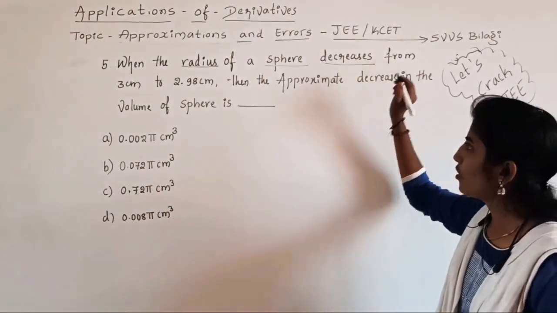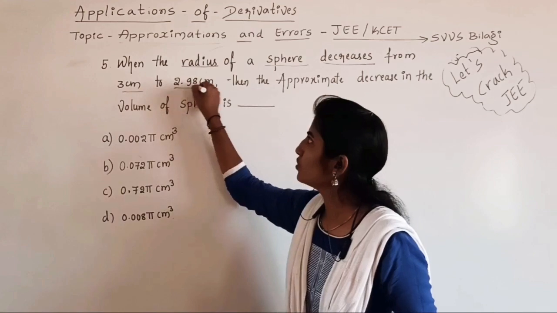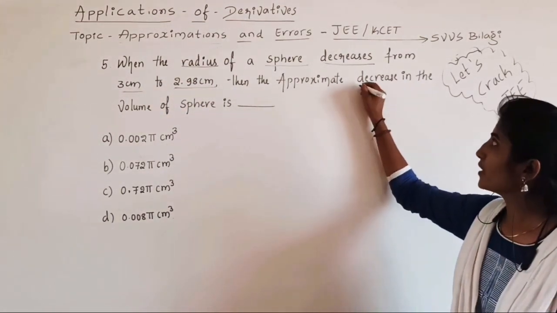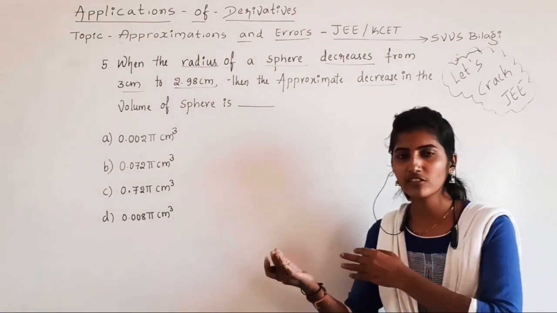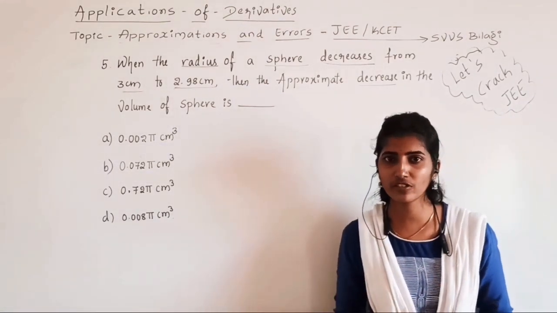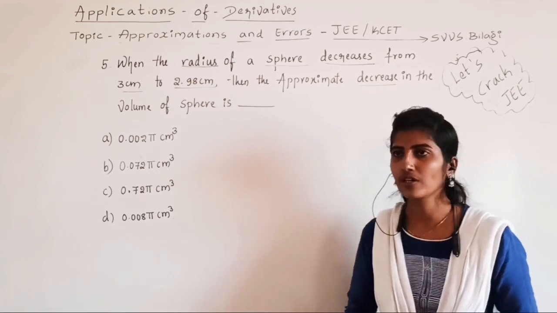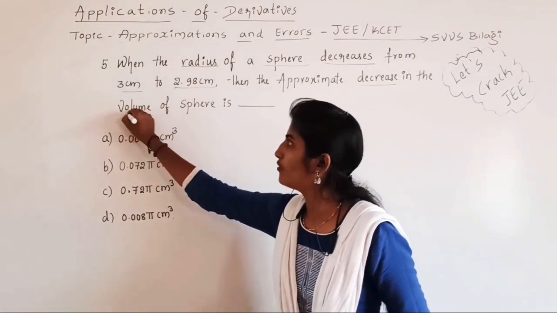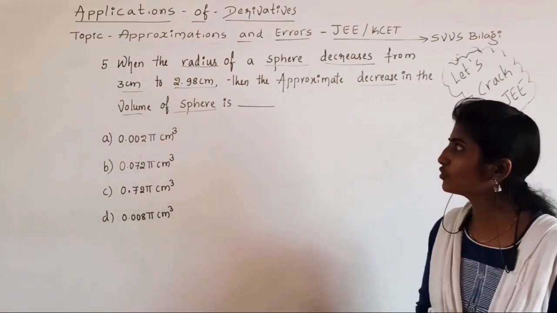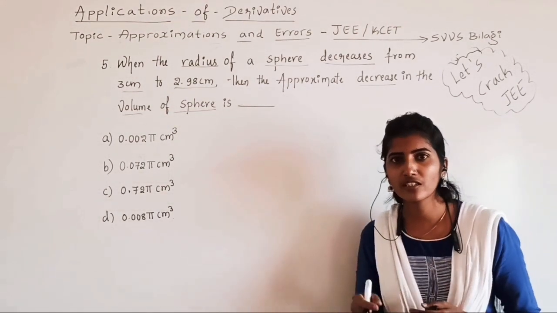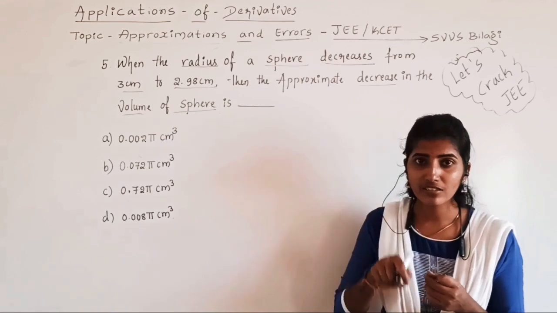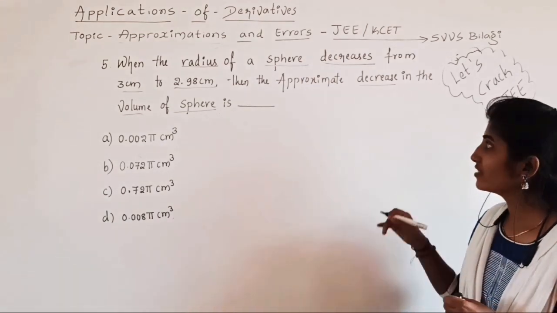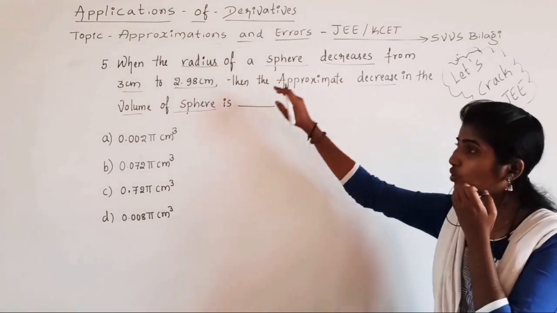Decreasing from 3 cm to 2.98 cm, then the approximate decrease, of course, if the decrease in radius leads to what? Decrease in its volume. That is understood. Okay. So the approximate decrease in the volume of the sphere. Here, decrease is the error. What is the error? Decreasing is my error. So what is the decreasing error in its volume?